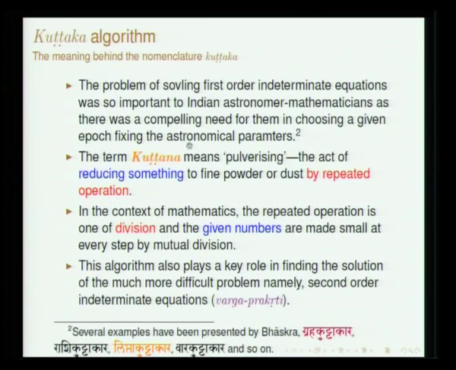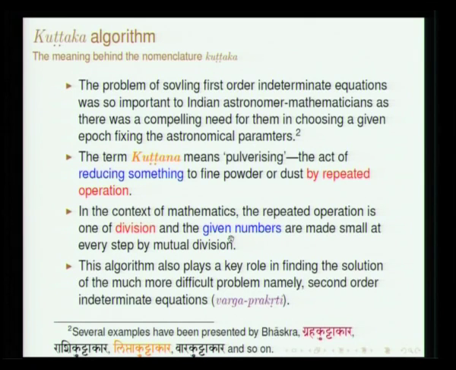And why were they worried about solving this? I will show you through an example the context in which they had to necessarily find a solution for this. This is primarily to solve astronomical problems. Kutarka is referring to the process of pulverizing something, so basically a repeated operation. Even hammering is a repeated operation.